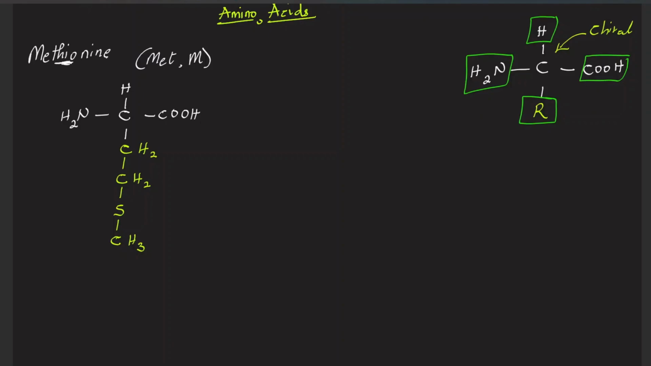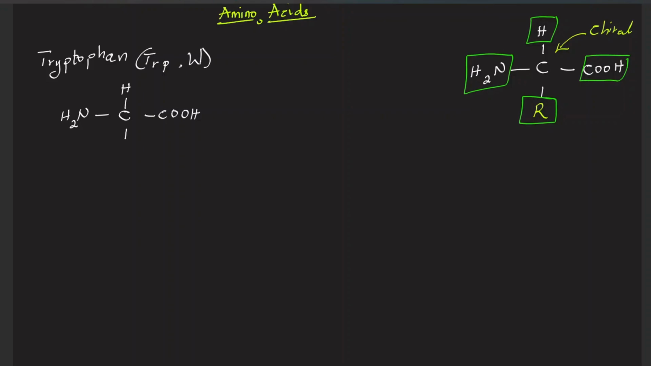The next amino acid we'll be looking at is tryptophan. So the next one is tryptophan. Now the 3-letter abbreviation for tryptophan is TRP, and the 1-letter abbreviation is a W, like tungsten.